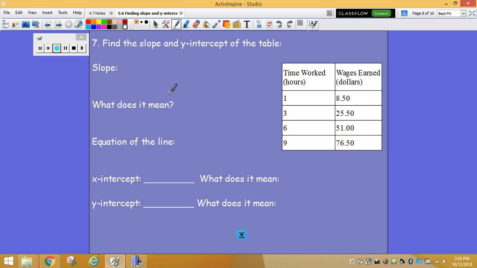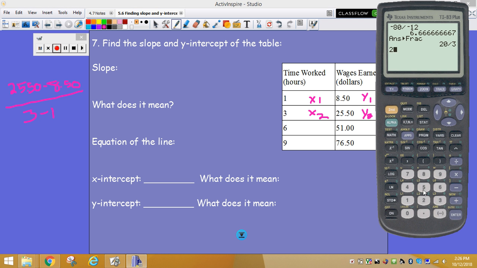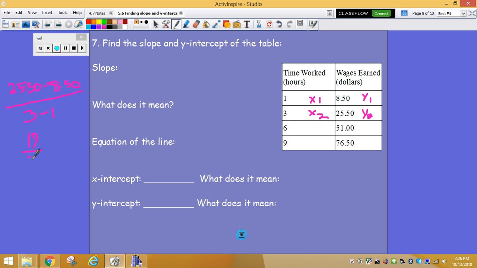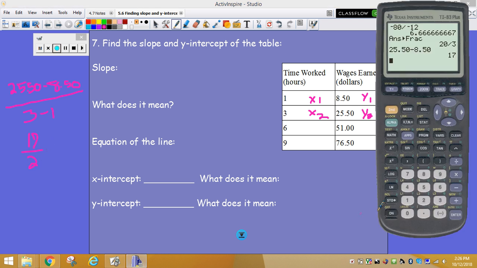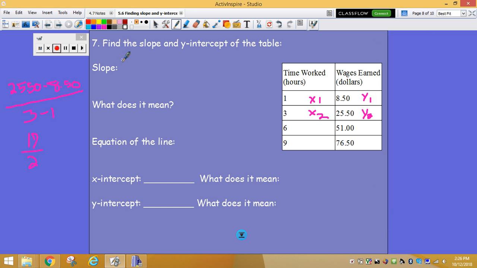Find the slope. Again, I'm going to use x1, x2, y1, y2. I'm going to do y2 minus y1 on top. And on bottom, I'm going to do x2 minus x1. So 2550 minus 850 is 17. 3 minus 1 is 2. 17 over 2 is a decimal. Let's change it back to a fraction. So my slope is 17 over 2.